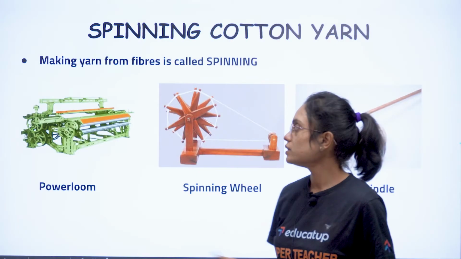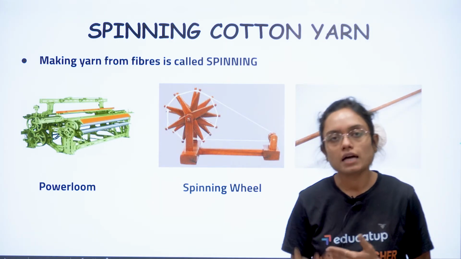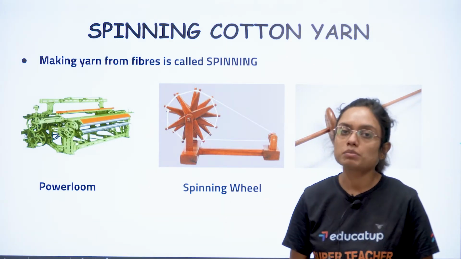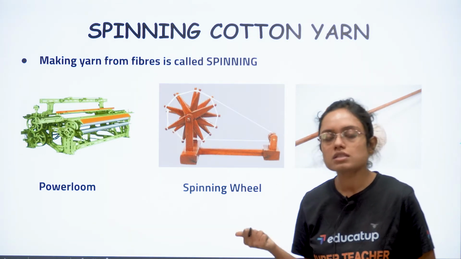Now let's move ahead. Spinning cotton yarn. Spinning is the process of making yarn from fibers. That means combining fibers to make a yarn or thread. Dhaga banana fibers se, that is spinning.